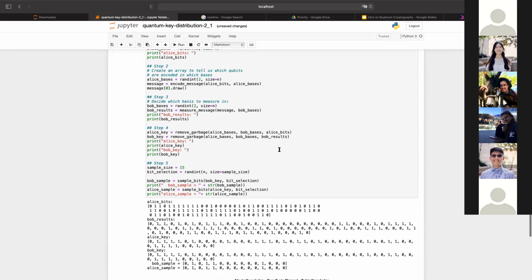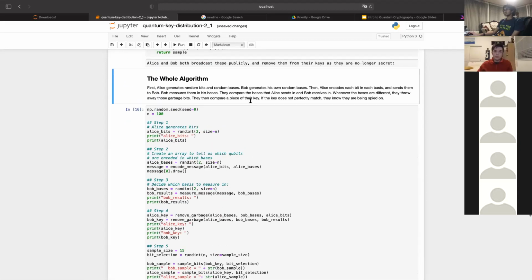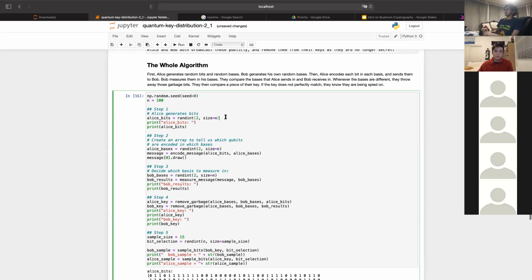So down here on the bottom, the whole algorithm is what Ishan described. In the very beginning, Alice just generates random bits. That's this np.random integer between 0 and 1. And both Alice and Bob generate random bases. You can see here that Alice is generating random bases and Bob is generating random bases. In this case, the bases are either 0 or 1, which corresponds to vertical and horizontal for 0, and the two diagonals for 1 are the two bases.